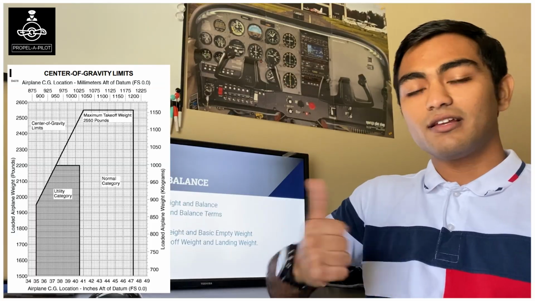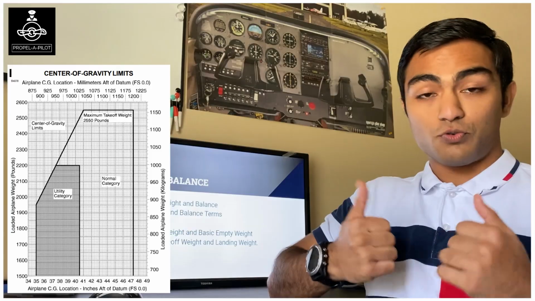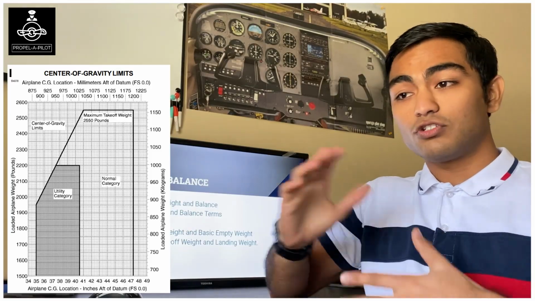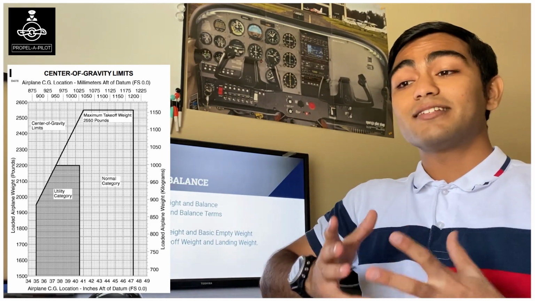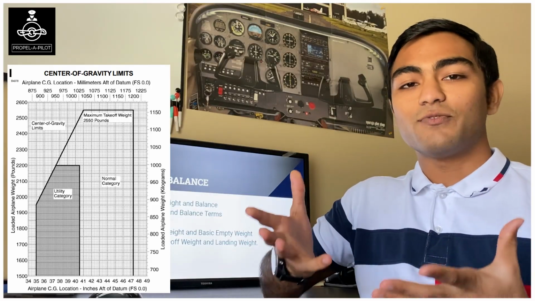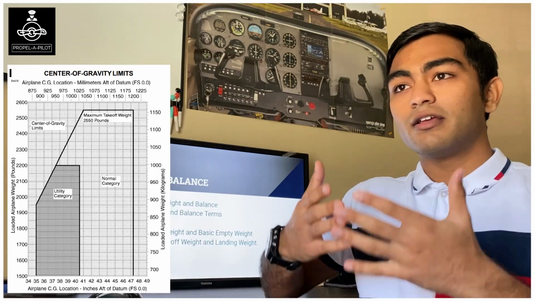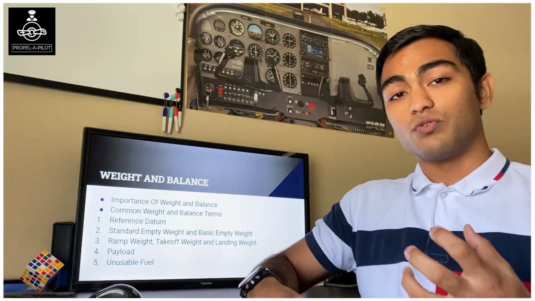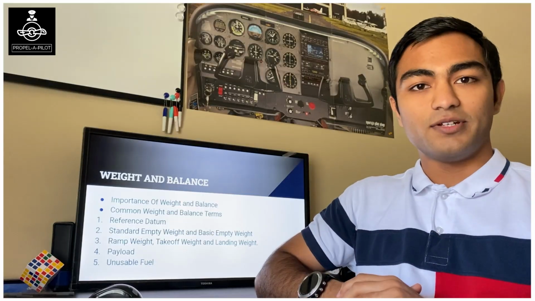For example, take a look at this CG location graph. If the CG is not within the limits provided by this envelope, the airplane's load needs to be rearranged or removed to bring it within the limits. And this is the whole essence of understanding weight and balance. This is why we learn weight and balance, so that if we have a flight which has the CG out of limits, we know the different ways we can move the load in order to get it within the limits.